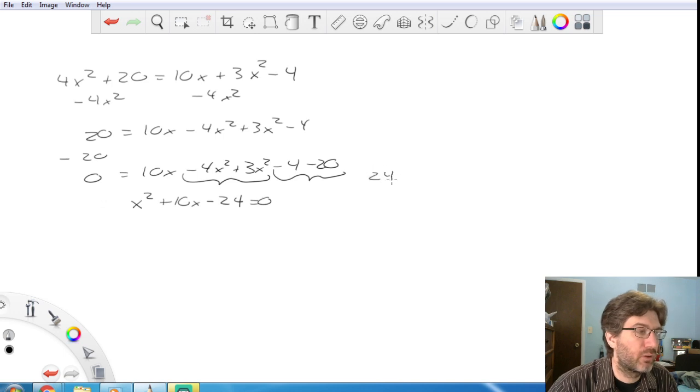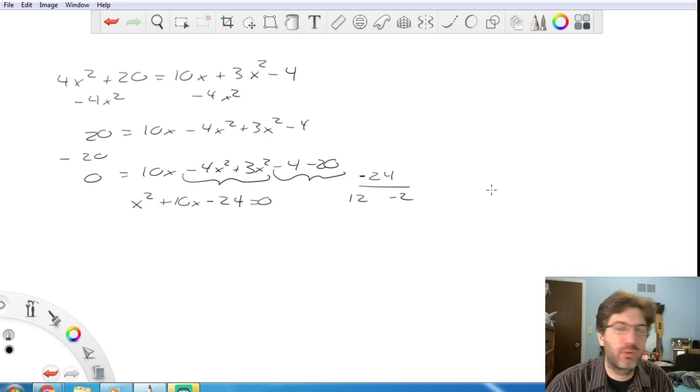So factors of 24 that add up to 10. This is negative, so they have to be different, and this is positive, so the other one has to be larger. So that's going to be 2 and 24. So that it would be, oh, I'm sorry, 2 and 12. So 12 and negative 2 is going to be it.